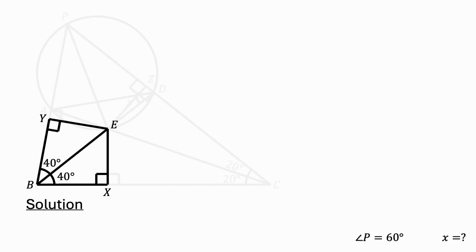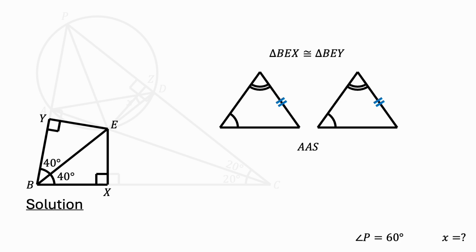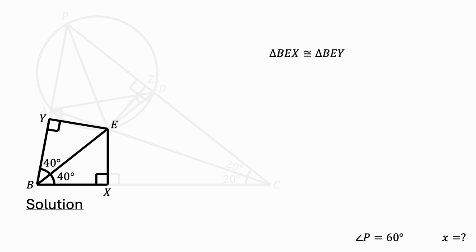Next, consider triangle BEX and triangle BEY. We claim that triangle BEX is congruent to triangle BEY. Since angle EXB equals angle EYB equals 90 degrees, angle XBE equals angle YBE equals 40 degrees, and BE is common, the two triangles are congruent by AAS. Since EX and EY are corresponding sides in congruent triangles, we have EX equals EY.